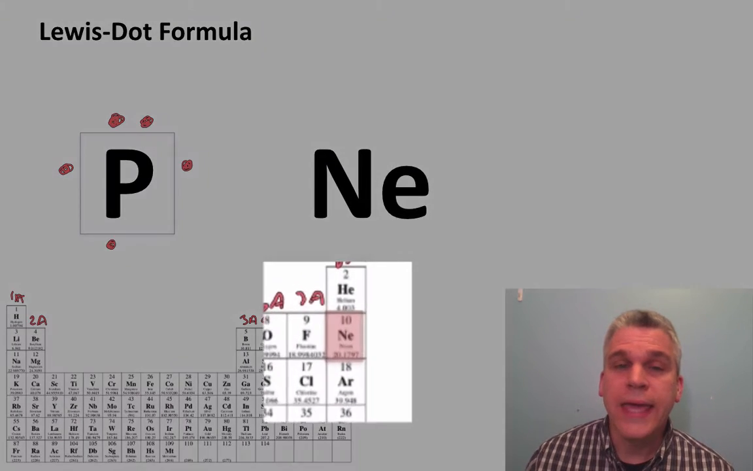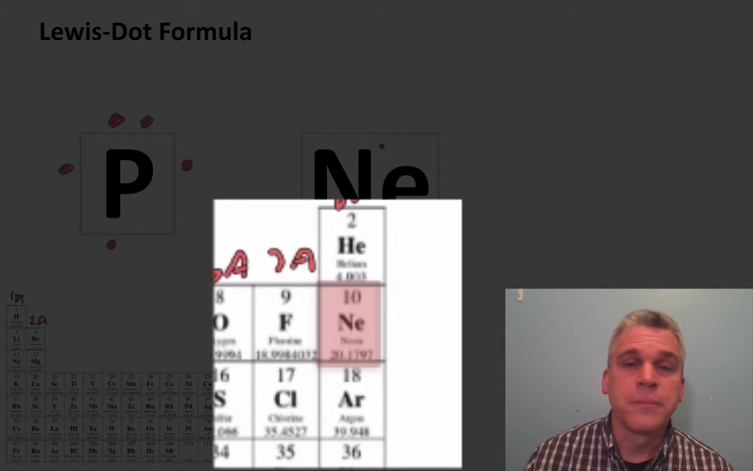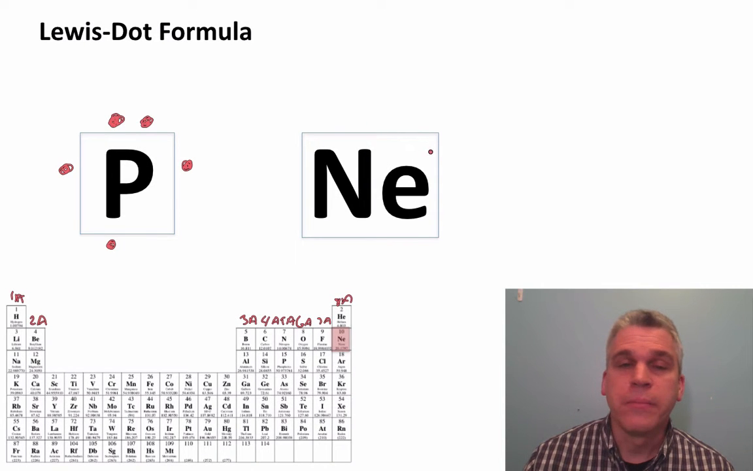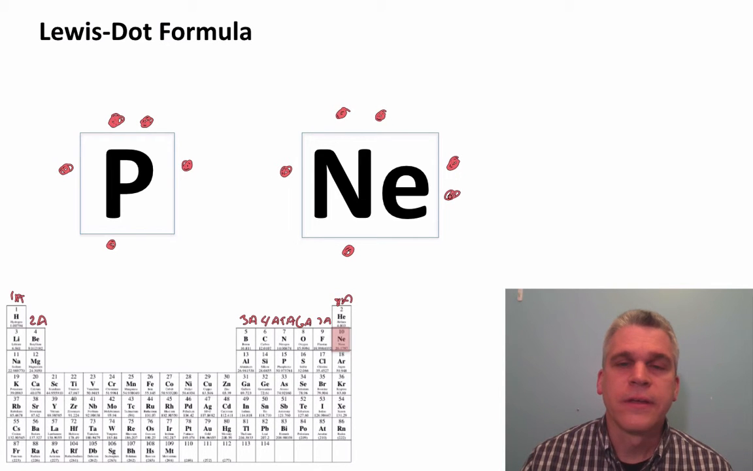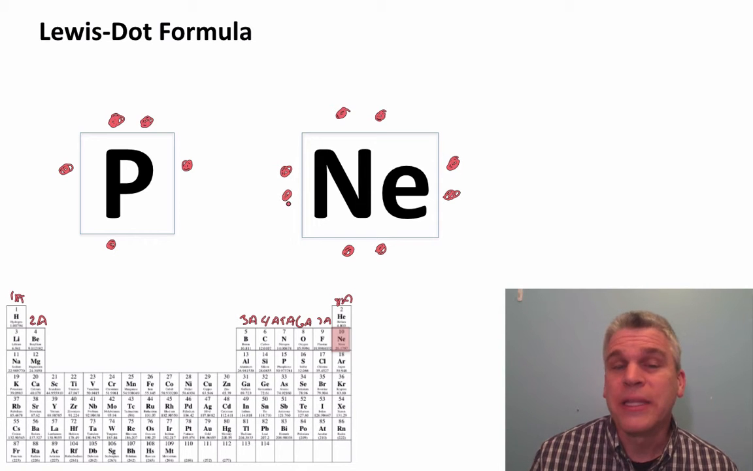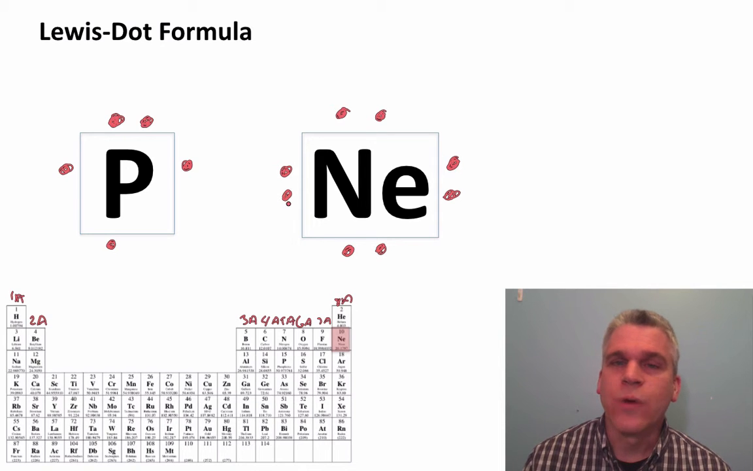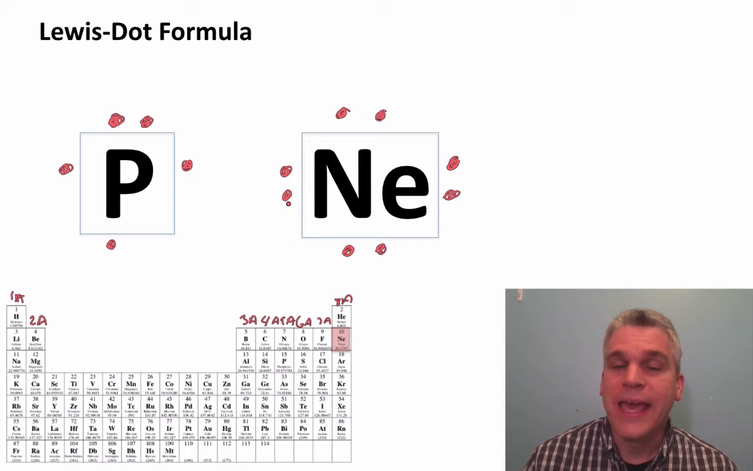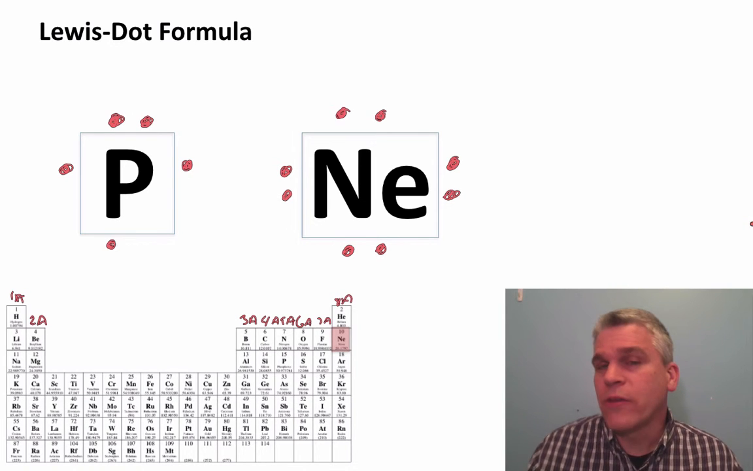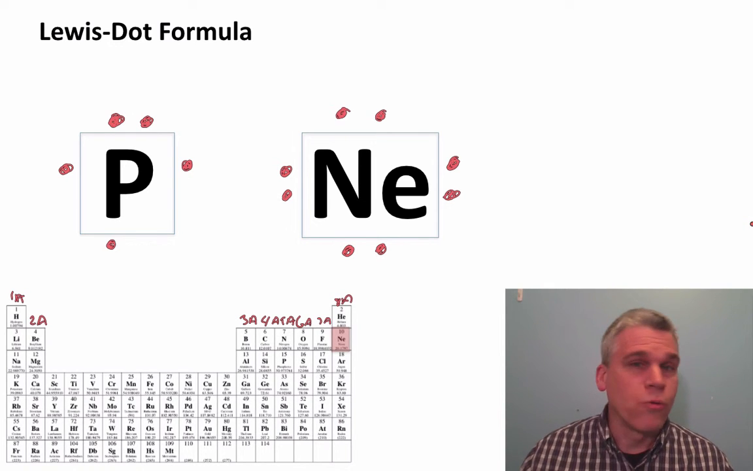Let's take a look at neon. Neon is in group 8A. So again, we simply make an imaginary box around our symbol, and we start on the top. We go, there's 1, 2, 3, 4, 5, 6, 7, 8. So this is what is said to be a complete outer shell. It has all 8 electrons. Remember the octet rule. All atoms want to have 8 electrons in that outer shell. Because all the elements in family 8A have 8 electrons in the outer shell, they're all full. They're happy. That's why they're called the noble gases. They don't react with anybody.